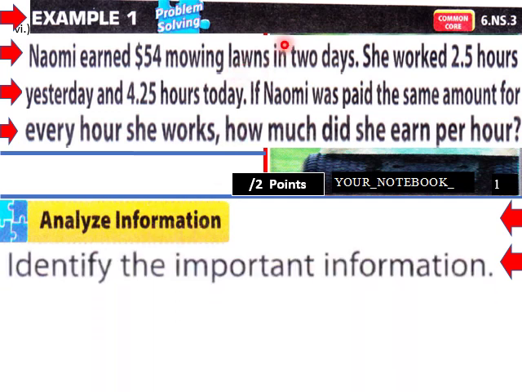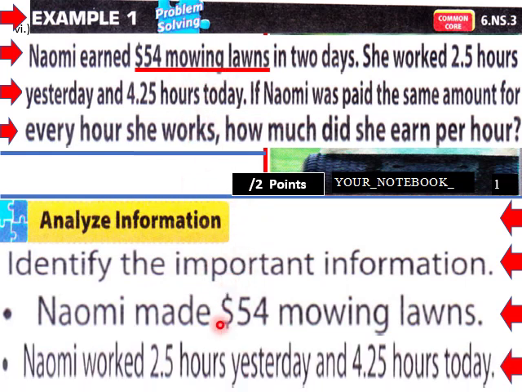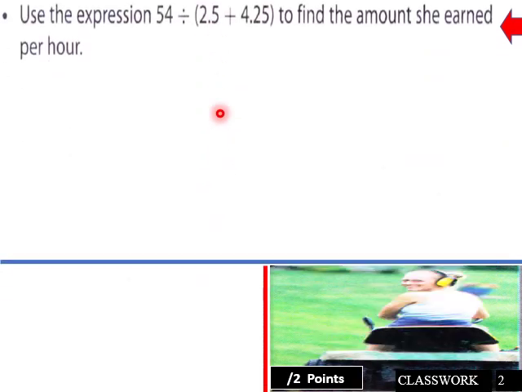Okay, so first we need to analyze our word problem up here. Identify the important information. What's the important information? She made $54 mowing lawns. And then she worked 2.5 hours yesterday and 4.25 hours today. Okay, so that's our essential information there. That's pretty important to know the amount of time she worked.